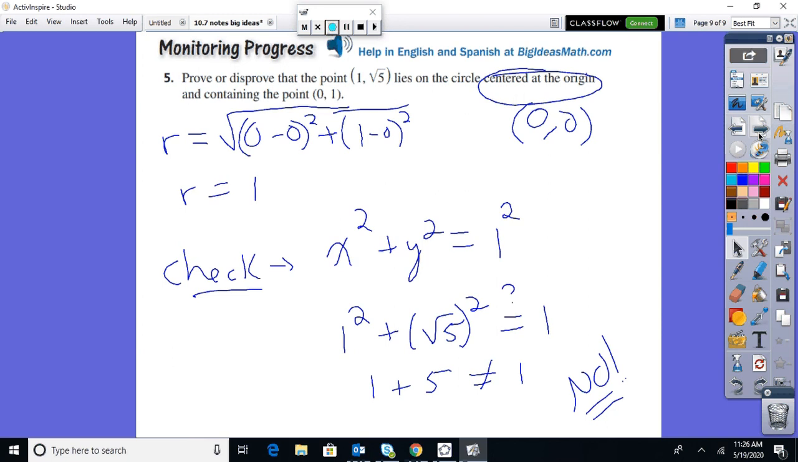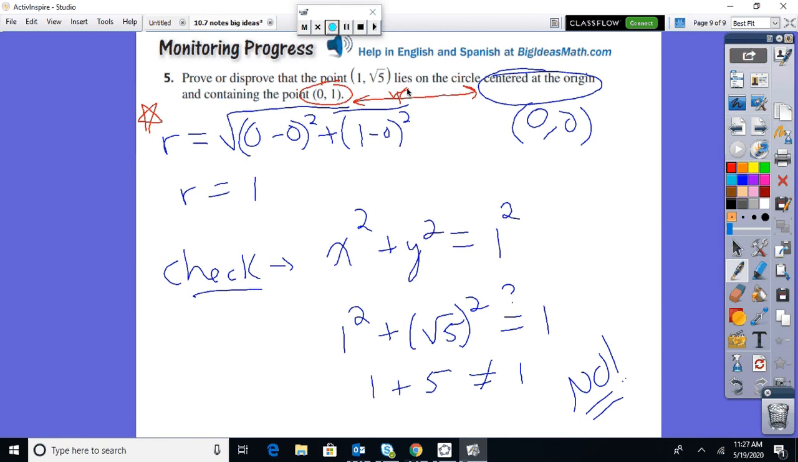All right, so hopefully you got no on this monster progress question. Prove or disprove that the point (1, root 5) lies on the circle centered at the origin and containing the point (1, 0). So, centered at the origin, and then you've got it containing the point (1, 0). Again, you might be able to just tell your radius is 1 real quick. If not, you can always use the distance formula. And once you get your radius of 1, what are you talking about here? Well, that's how far away the point that's on the circle is from the center. That's your radius.